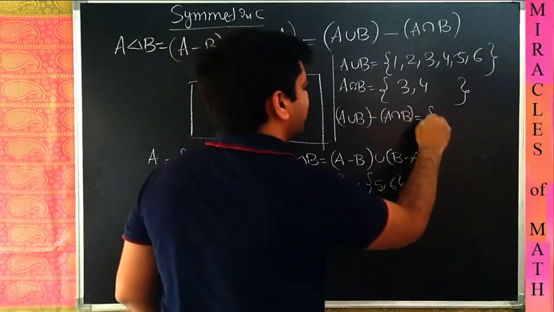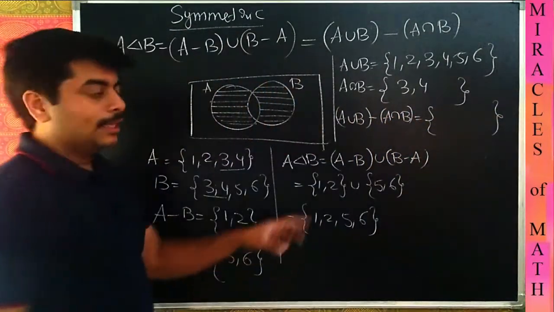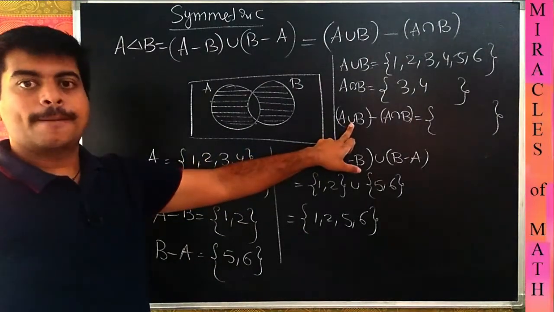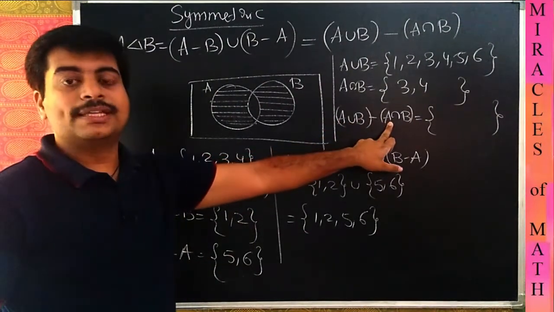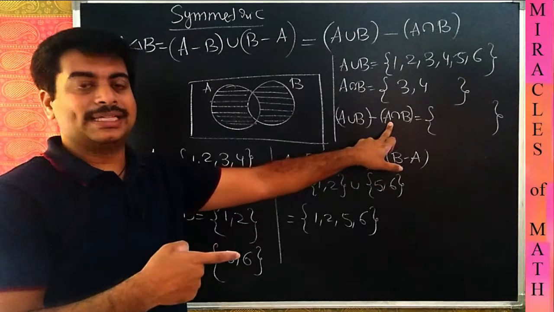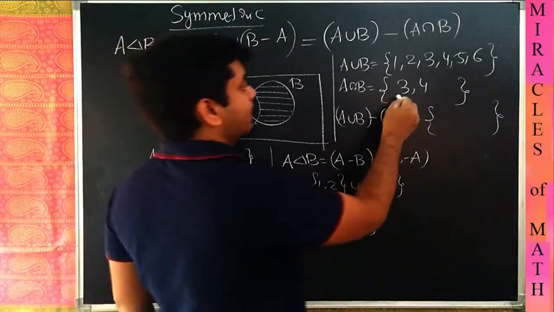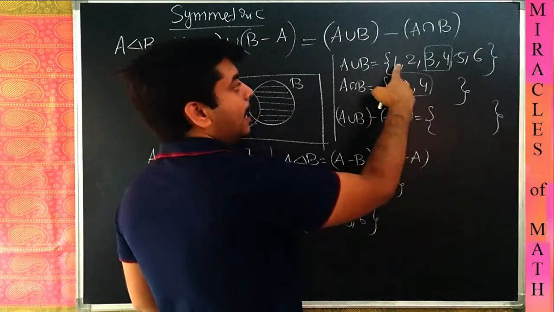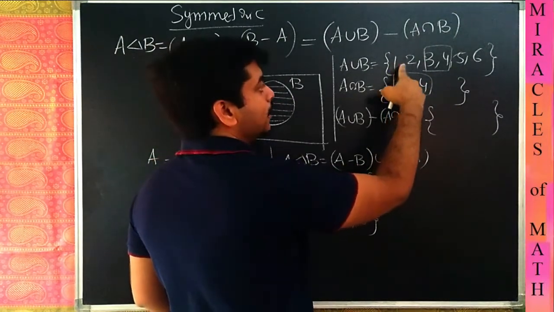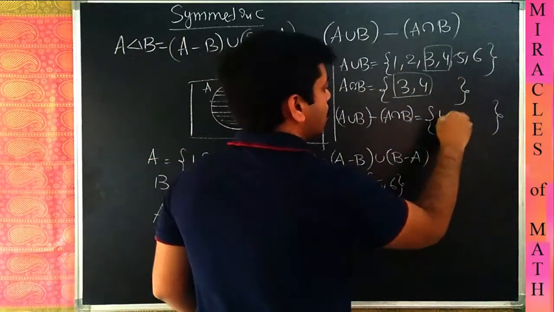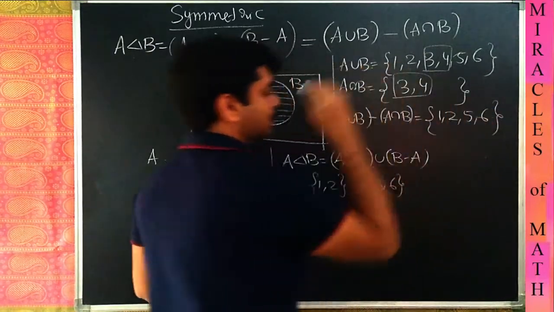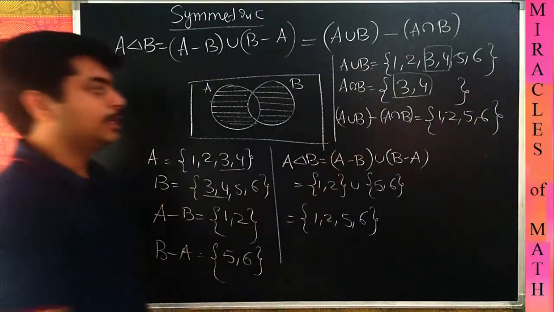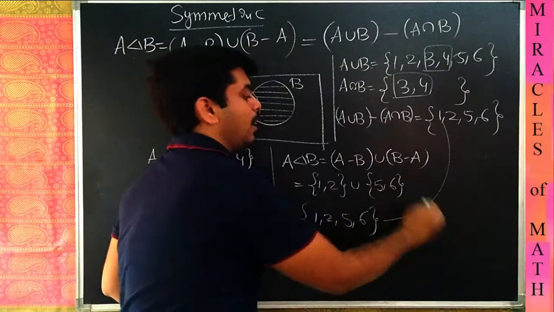What is the meaning of difference? All the elements of A union B should be there, but you should not include the elements common with A intersection B. So 3 and 4 are the common elements between these two, so you shouldn't include 3, 4, and you should write all the other elements 1, 2, 5, 6. So carefully observe. Are these two equal? Yes, these two are equal.